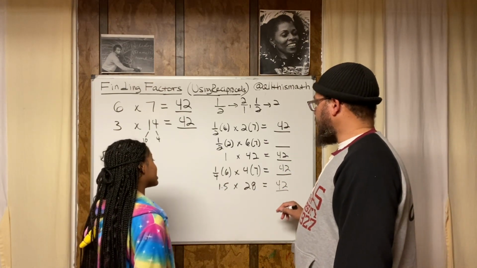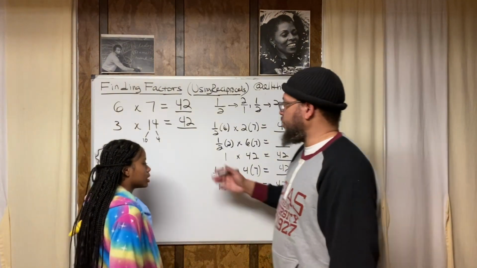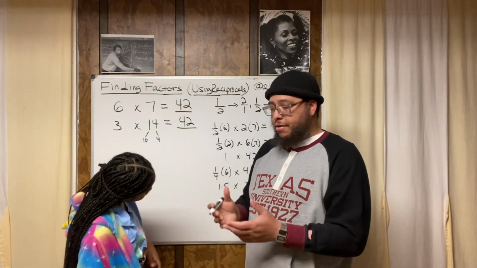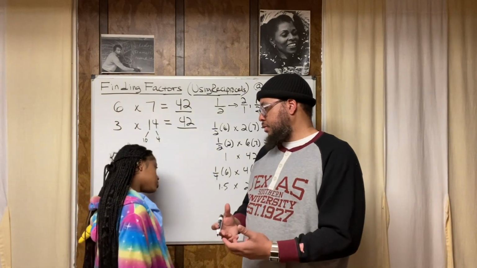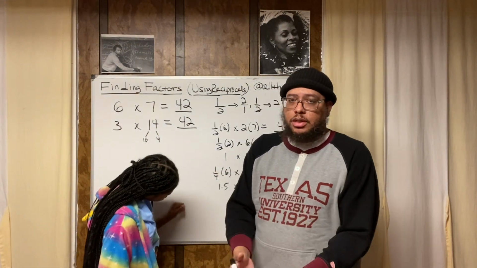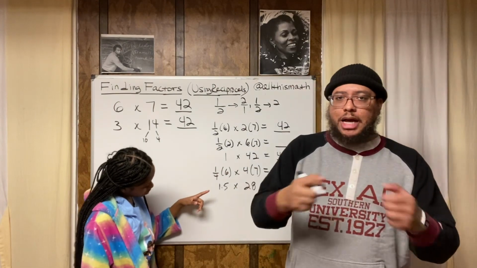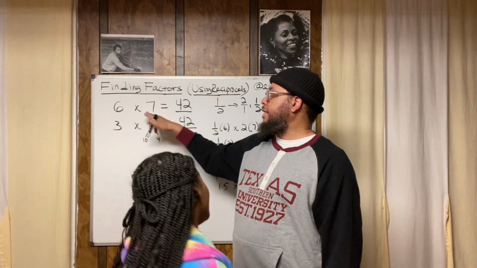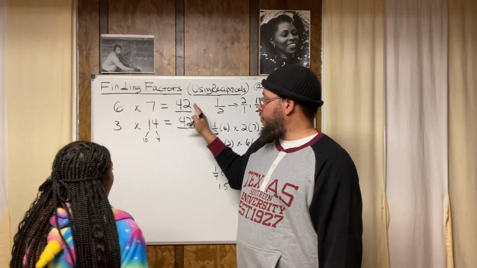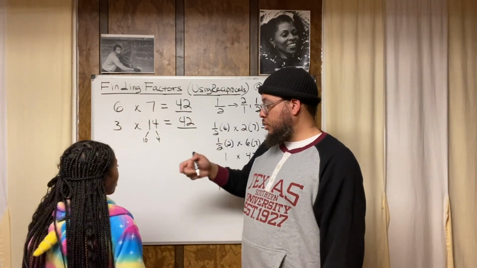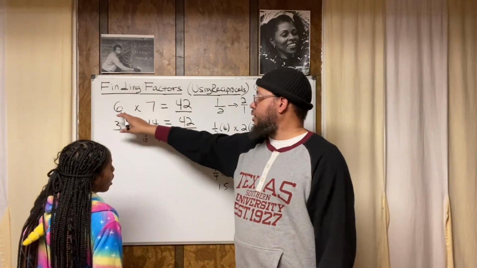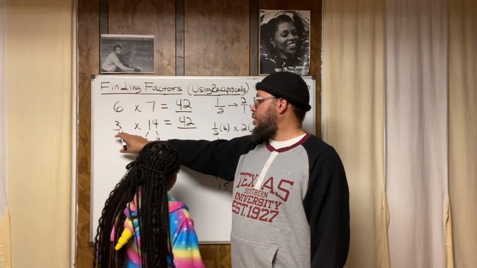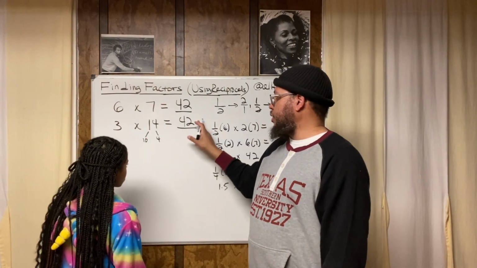All right. So just a little trick you can use, if you know you have a multiple of 42. Now, a multiple is the result you get after you multiply numbers together, right? The factors are the numbers that get multiplied together so that you can arrive at the multiple. So in this case, 6 and 7 are the factors, and 42 is the multiple. You paying attention? You better pay attention. And in this case, 3 and 14 are the factors, and 42 is the multiple.